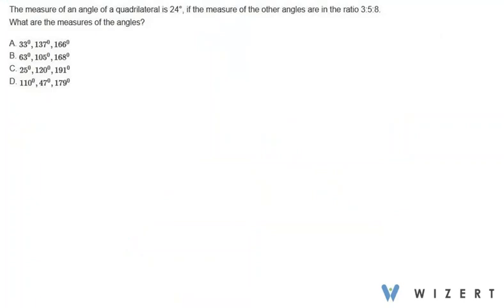We have this question here. The measure of an angle of a quadrilateral is 24 degrees. If the measure of the other angles are in the ratio 3 is to 5 is to 8, what are the measures of all the angles?